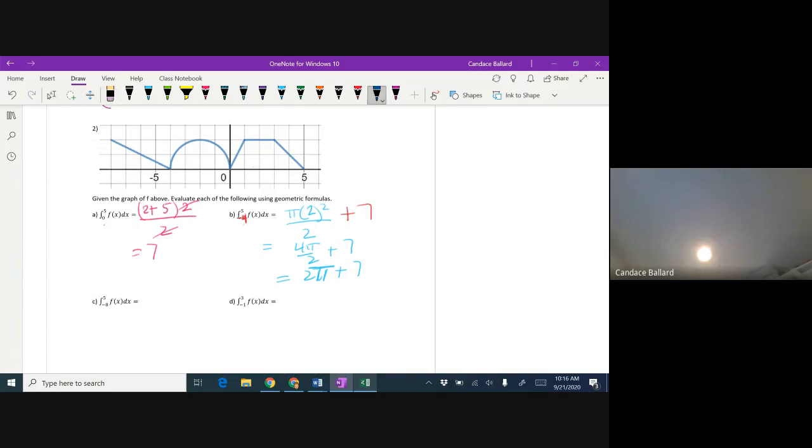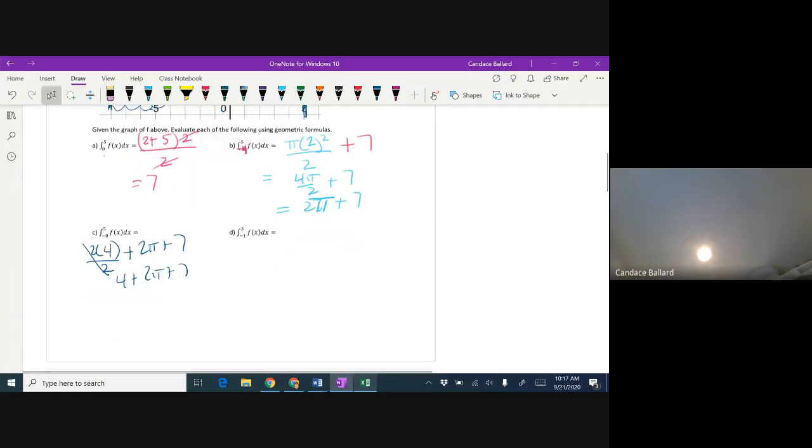Okay, now it wants me to go from -8, so 5, 6, 7, 8 is all the way there, all the way to 5. All right, so it looks like I've got a triangle, a semicircle, and a trapezoid. Well, we already did the semicircle and the trapezoid, so I know I've already got 2 pi plus 7. I just need to add in the area of that triangle. So 1, 2, 3, 4 for the base, 1, 2 for the height, and then divided by 2. So we've got 4 plus 2 pi plus 7, or 2 pi plus 11, am I right? Double check my arithmetic.